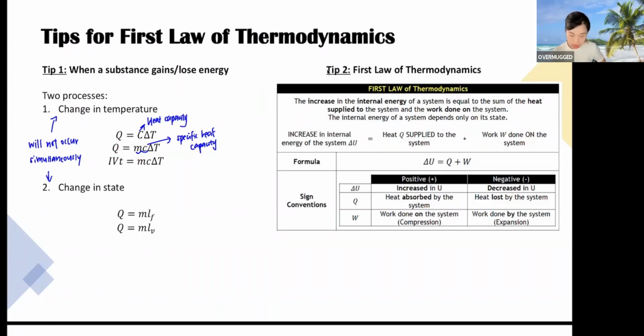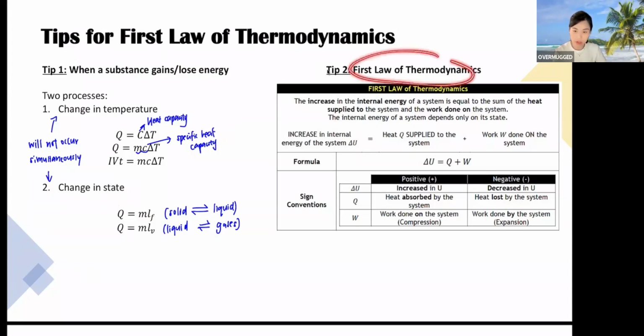Okay, so then the next thing, if it experiences a change in state, then what would my heat gain or heat loss be related to? I can calculate it by equating it with MLF, if my substance is changing from solid to liquid or liquid to solid, okay? Then if my substance is changing from liquid to gaseous or gaseous to liquid, then this would be Q equals MLV, whereby my LV is my latent heat of vaporization. Okay, so that is basically for change in state.